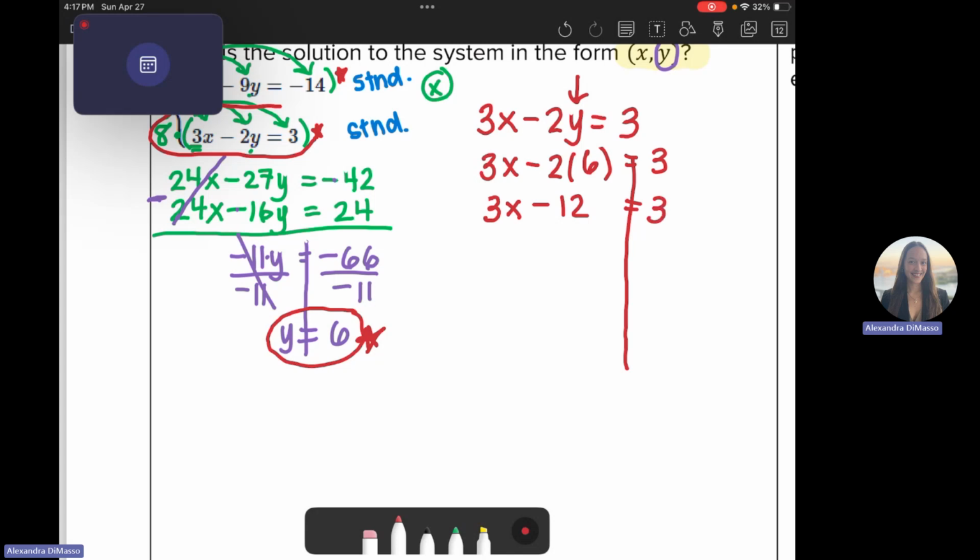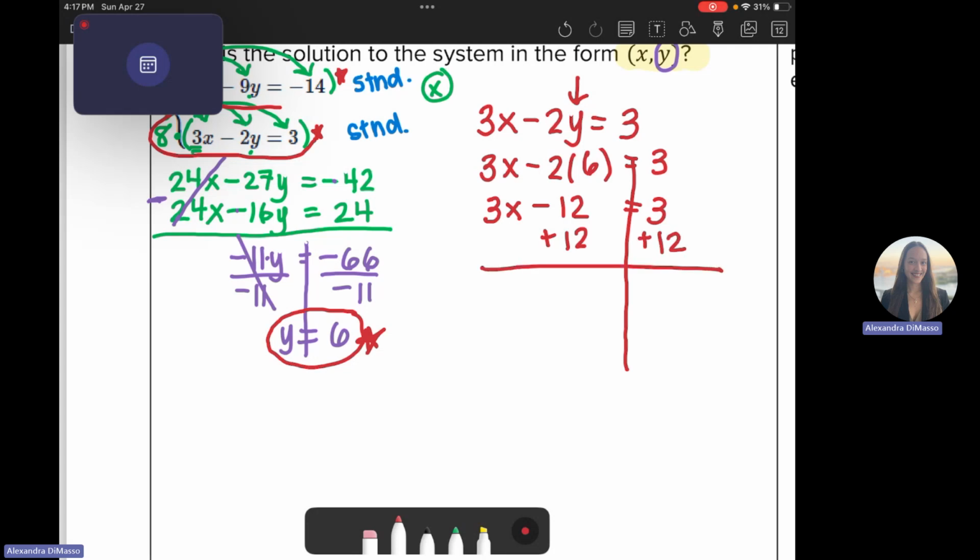On the left side of the equation, there's no like terms to combine. So I'm going to move this constant over to the other side, this negative 12. And the inverse of subtracting 12 is, of course, adding 12. So on the left, I have 3x. And on the right, I've got 3 plus 12 gives me 15.